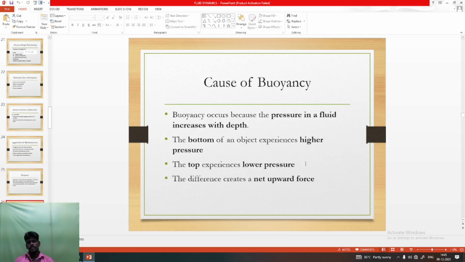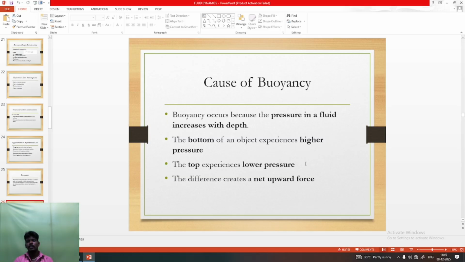Next, the cause of buoyancy. Buoyancy occurs because the pressure in a fluid increases with depth. The bottom of an object experiences higher pressure than the top, which experiences lower pressure. The difference creates a net upward force. That's why the ship floats on the sea.